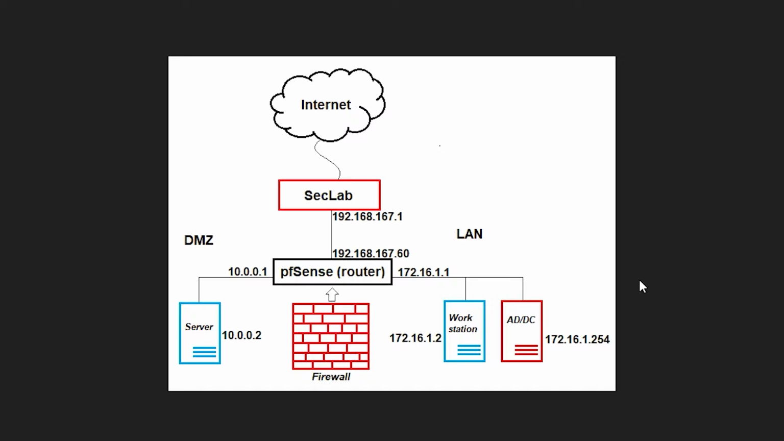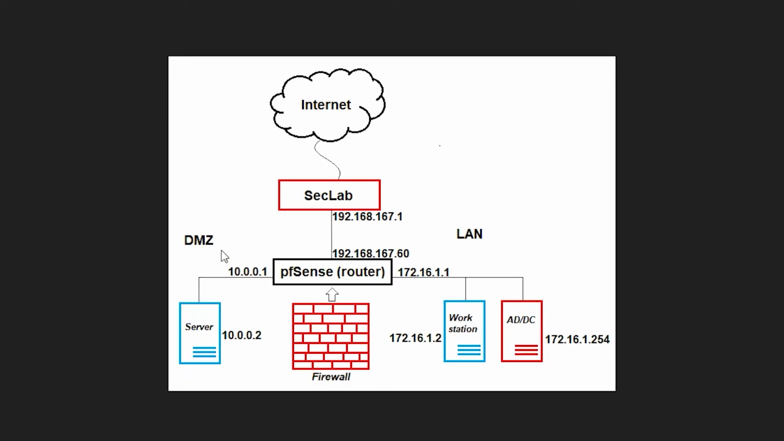Here is a picture of an overview of the network. We have the pfSense router/firewall in the middle. It is connected to the SegLab for internet access. On the left side, we have the DMZ, which has a server in it with a static IP. On the LAN, we have a workstation, which has a static IP, and an Active Directory/domain controller with also a static IP. However, for the workstation, it doesn't really matter if it has a static or a dynamic IP address.